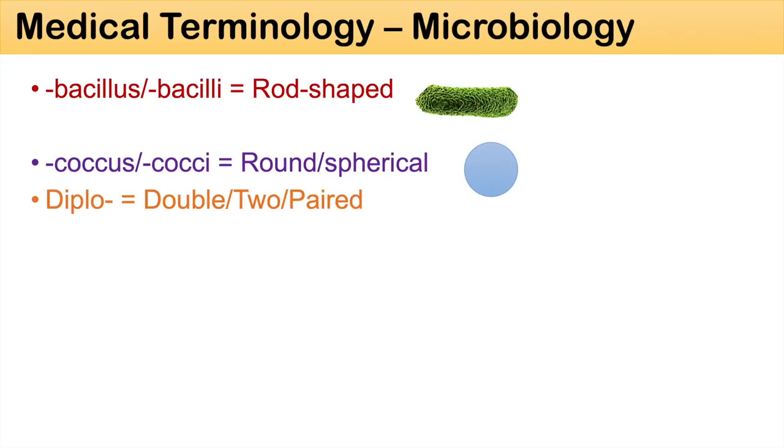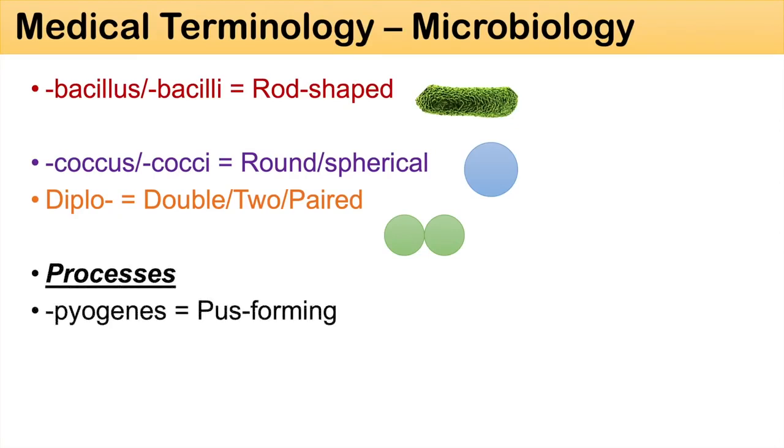And we can also use diplo. So diplo means that they're paired, that they're double, or there's two of them. Now, some bacteria are described by what process they perform or their metabolism. So processes like the suffix pyogenes means pus forming. Pyo means pus, genes means forming or initiating. So pyogenes means pus forming. You can think of the bacteria Streptococcus pyogenes.